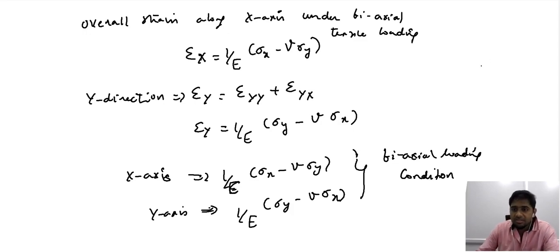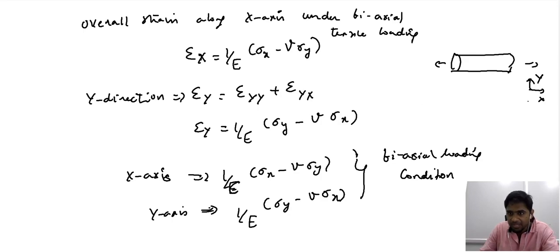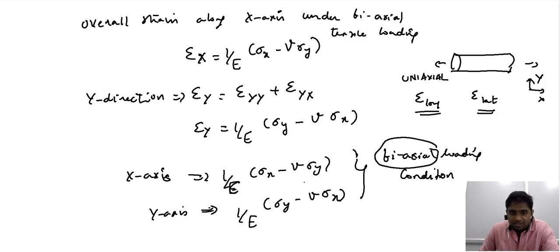Now when you consider a uniaxial tensile loading along the x-axis, in this case what we observed was that the strain along the x-axis was just the longitudinal strain, and the strain in the y-axis was just the lateral strain. So these are the two strains that we observed for a uniaxial tensile loading. However, when we have a biaxial loading condition, the strain adopts a complex form such as this.